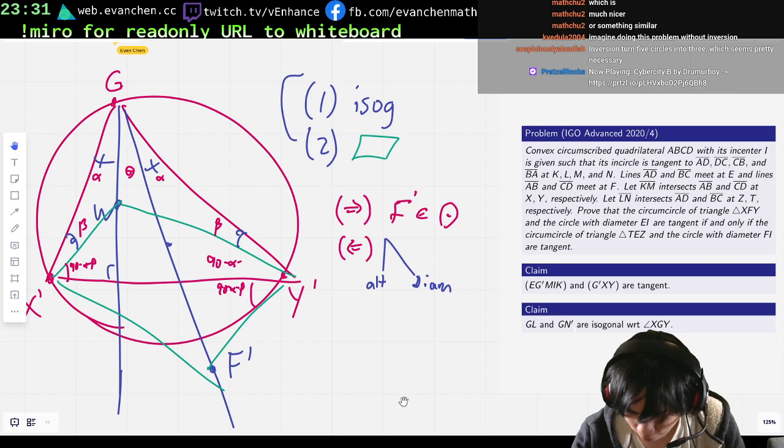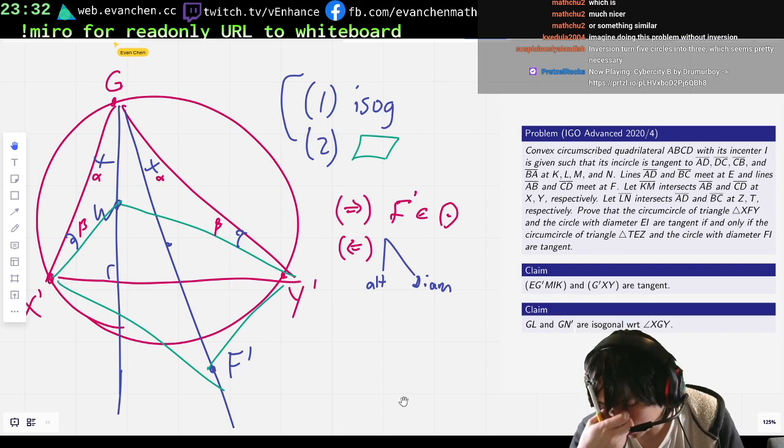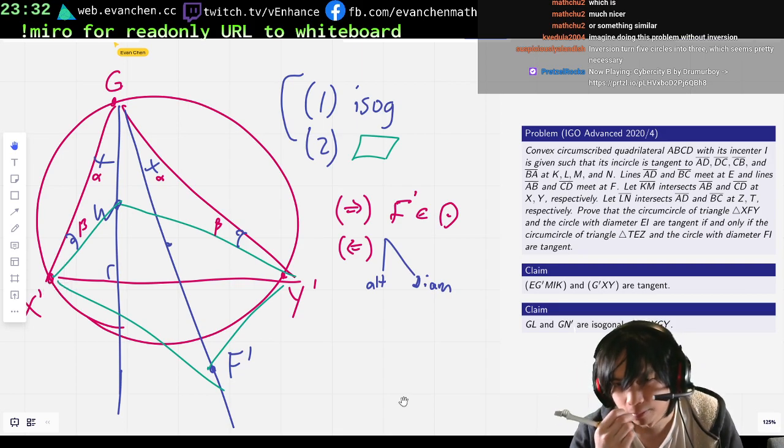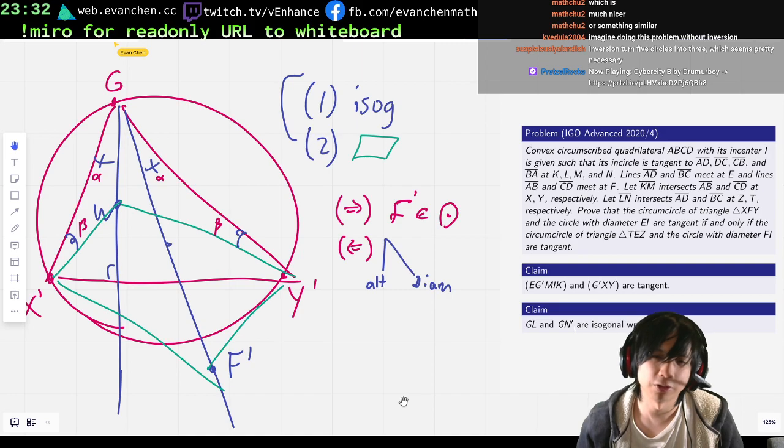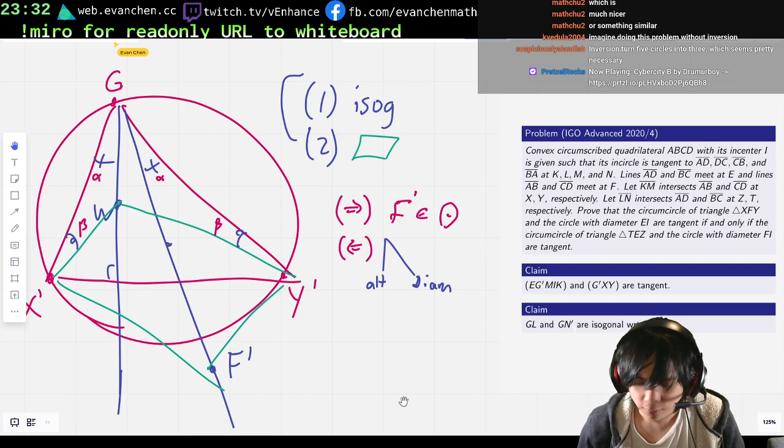The claim really should be that the only... Oh, I see. Okay, the problem is that it's actually false if the triangle is isosceles. Okay, that's why I can't prove it. So I need GX prime to not equal GY prime. I see, okay. The claim is actually false if GX prime is equal to GY prime. But if that's so, then the point V doesn't exist.